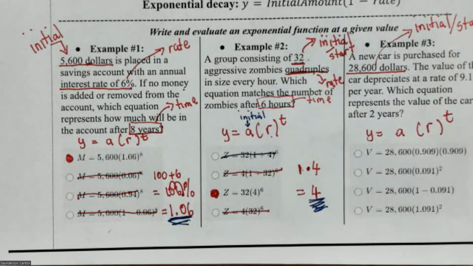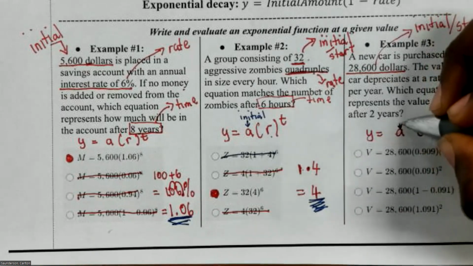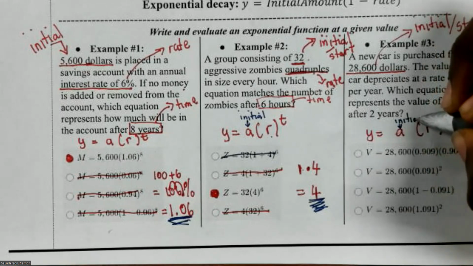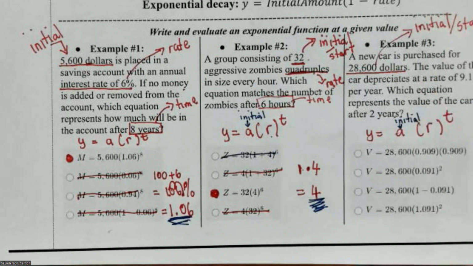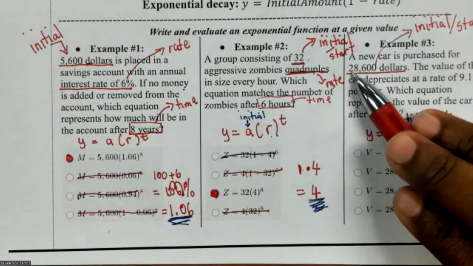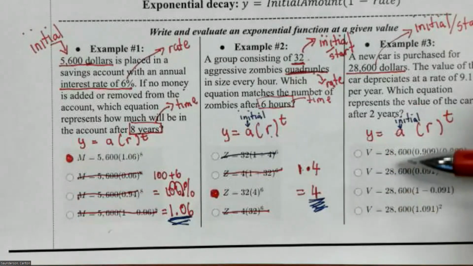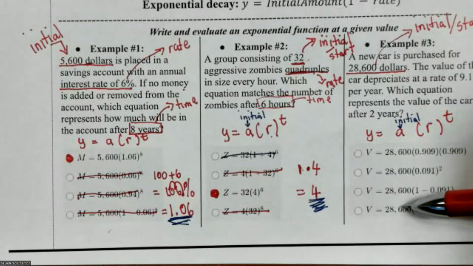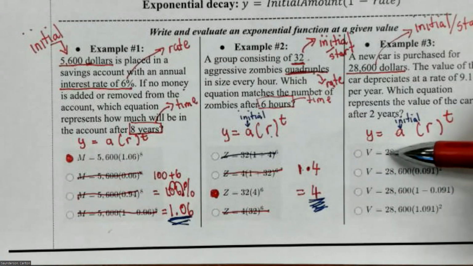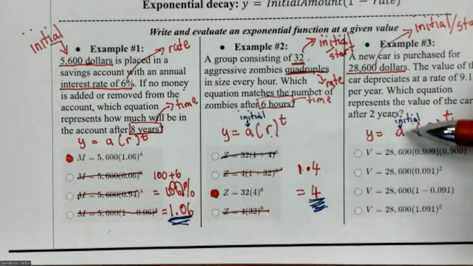Where we know that a is the initial. So when we're doing this, guys, we need to have our initial value being 28,600. When I looked at all of these, all of them had that initial value, that a in front of the parentheses being 28,600. So all of these could possibly work. So now I need to try to deduce what my rate is.